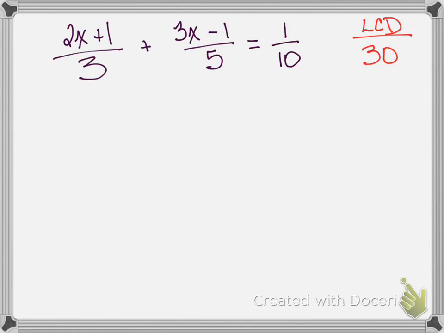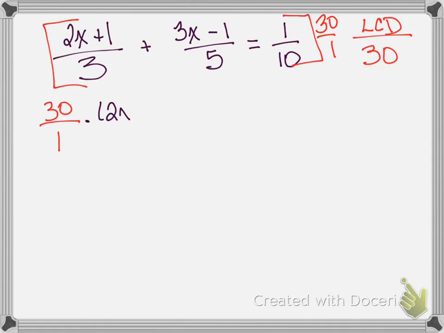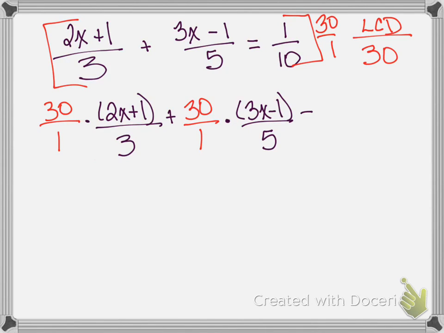So I'm going to multiply everything times 30/1. Okay, so I have 30/1 times, and I'm going ahead and putting it in parentheses, 2x plus 1/3, plus 30/1 times 3x minus 1/5 equals 30/1 times 1/10. Okay?